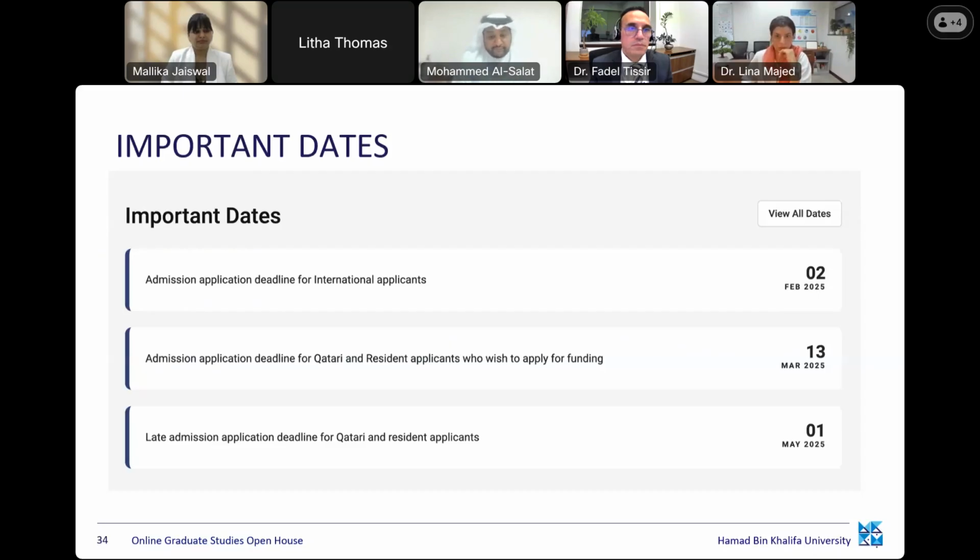And from 14th until 1st of May, all the applications coming in that time will be considered late applications. There is priority to those who apply before 13th of March for funding. So funding is not guaranteed if it's an option for those who apply late.